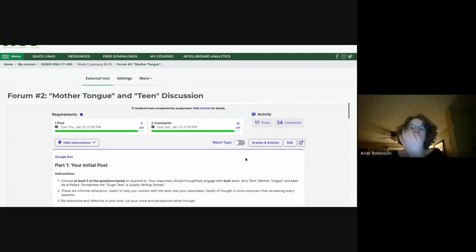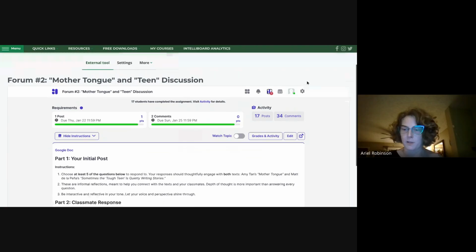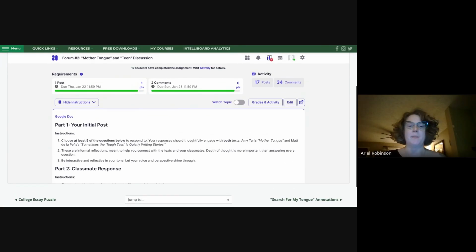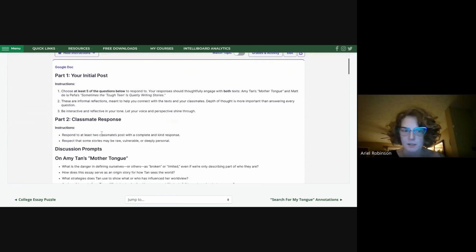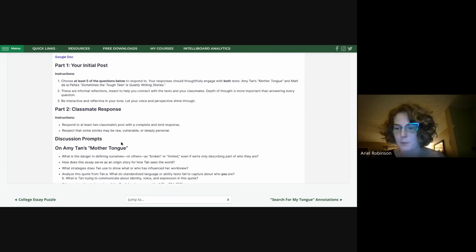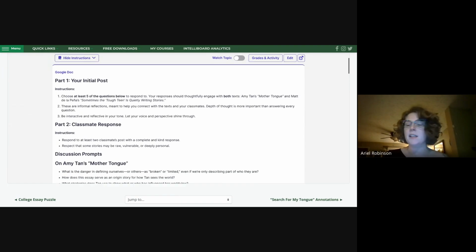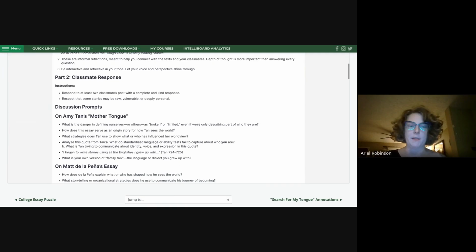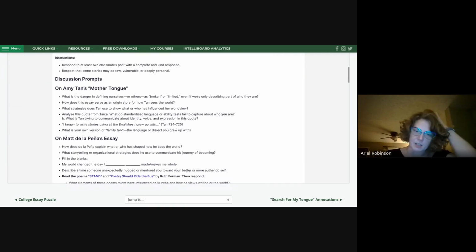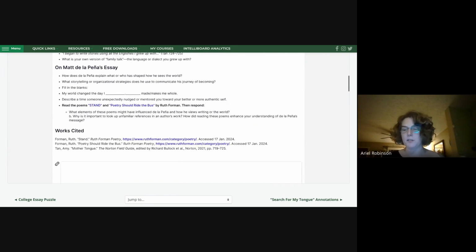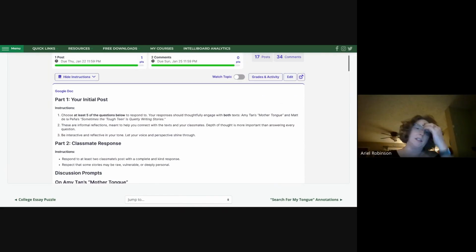So this is one of my standard forums that I use. I'll have an initial post and then a classmate response. This is my 111 class, so it does have some more structure to it with the questions that I'm asking, but they're reflecting in a discussion post prompt. But here's what I really like about it. Okay, so the discussion prompt.